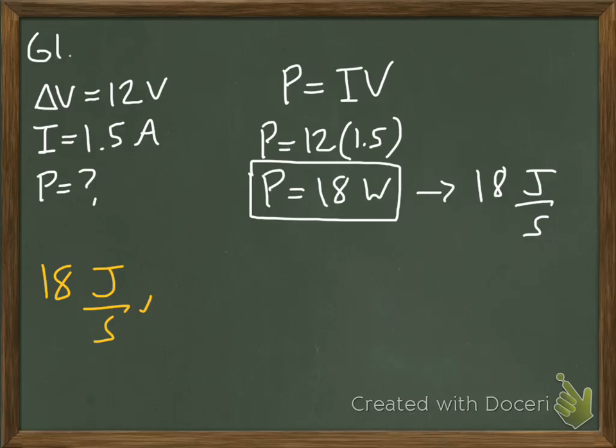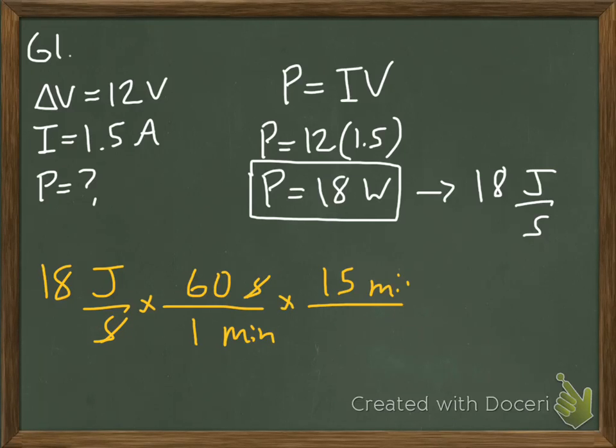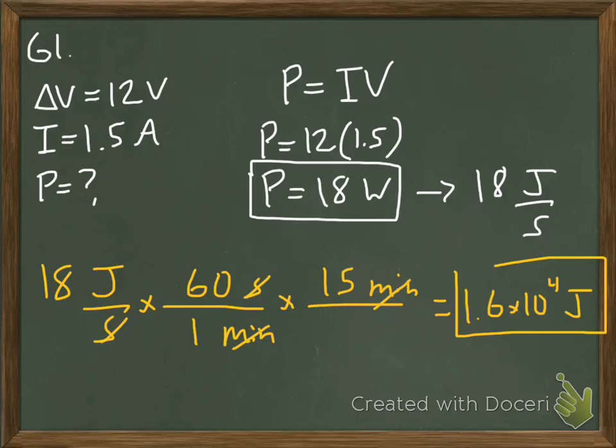So for part B, it's asking how much energy is converted in 15 minutes? Well, there's 18 joules in 1 second. So how many joules are there in 15 minutes? Well, we got to do a little conversion here. Let's convert joules per second to joules per minute by converting from seconds to minutes, and then we can multiply by 15 minutes to get your answer. So ultimately, you're doing 18 times 60 times 15 to get however many joules there are in 15 minutes.